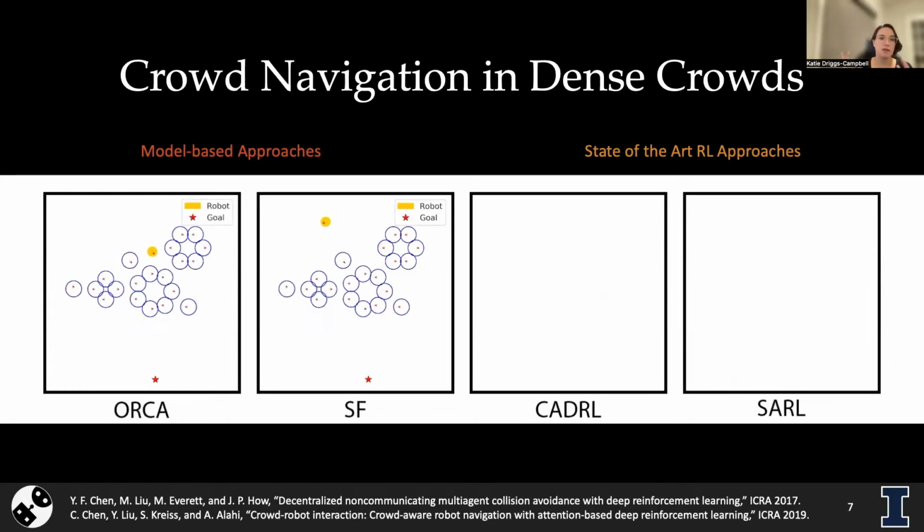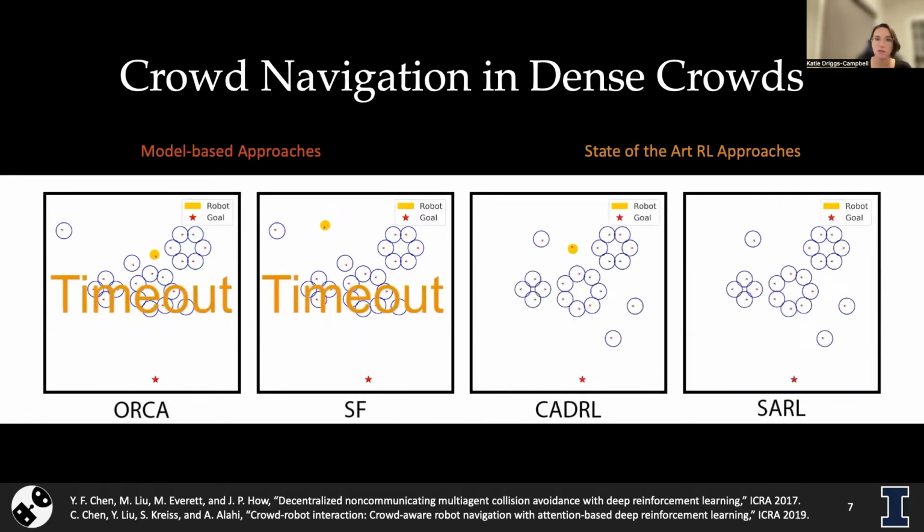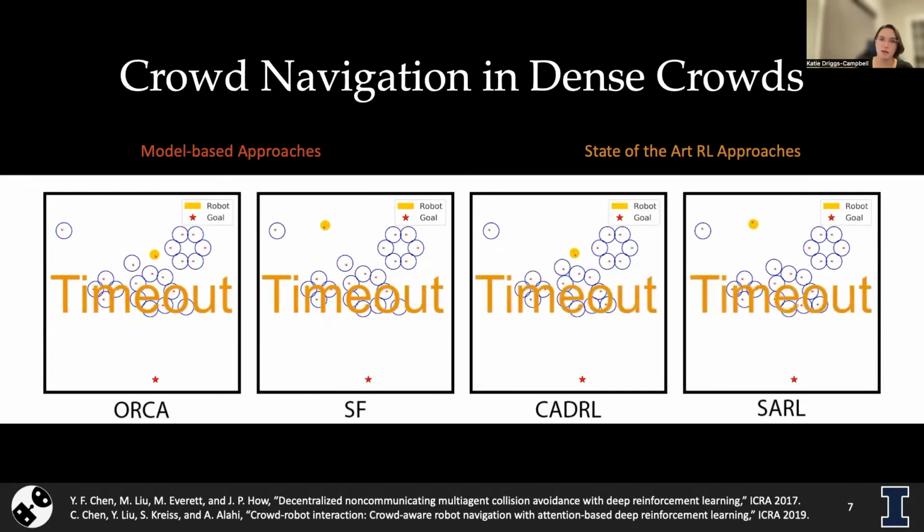Another thing that's really challenging is when we have dense crowds, or lots of agents at once. If you take a model-based approach, the robot tends to just freeze up because it's considering all of the possibilities and can't find a good solution. Depending on your approach for RL, this will often have the same issues, where we are not really thinking about the interactions. This implicit understanding is no longer valid and no longer solves these problems.